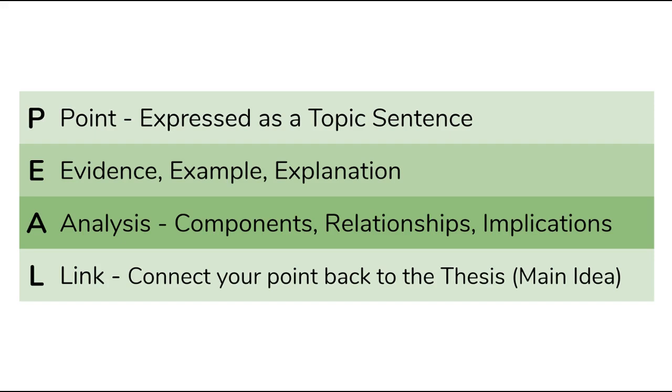The third part of a paragraph is the A for analysis. This is where you deepen your explanation of the evidence or example of your main point. Analysis often includes identifying components, describing the relationships between components, and then explaining the implications. It's quite high order, and it's probably the trickiest part of the paragraph. The last part of a PEAL paragraph is the L for link. You need to finish the paragraph with a sentence that links back to your main point.